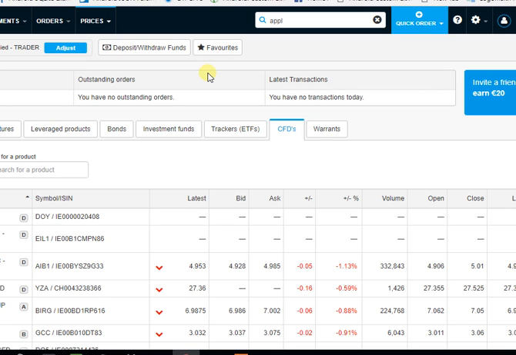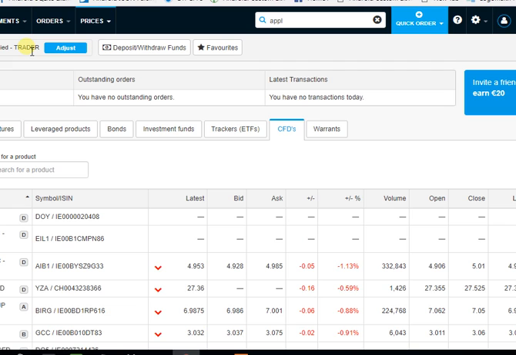The bugs on the platform. Actually, no, I'll go back. I'll save the worst for last. I want to look, you see here it says trader. That's my account type right now. The trader means that they're giving me leverage, so I'm using their money as well as my money to buy shares. You can't do that with a basic account.